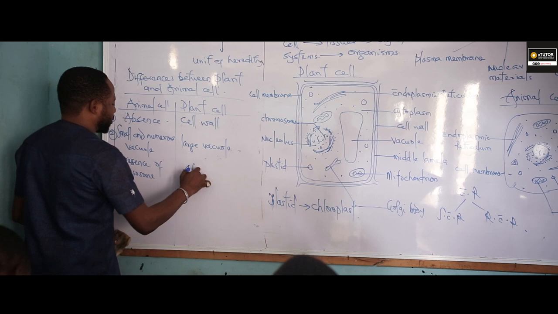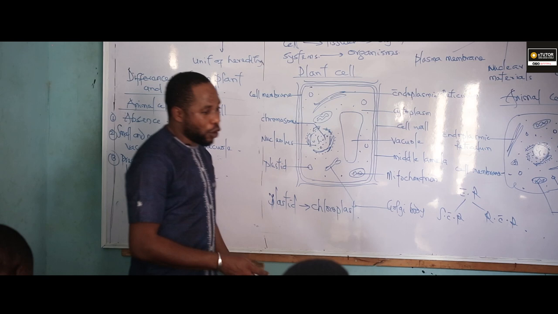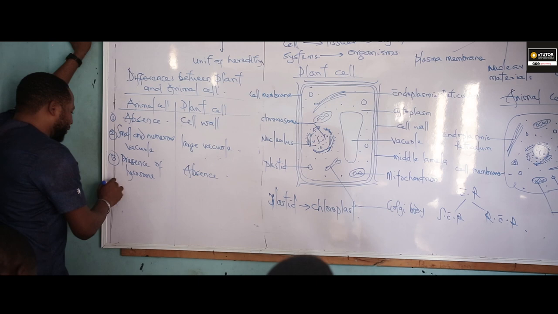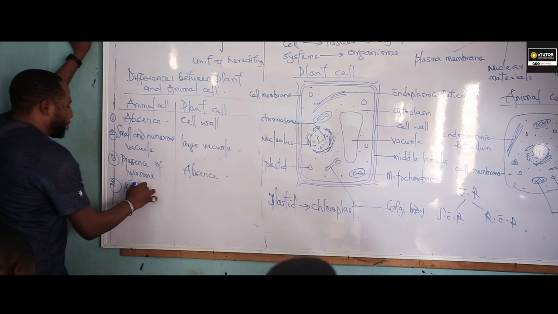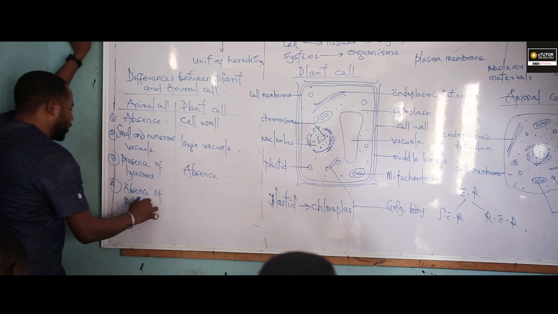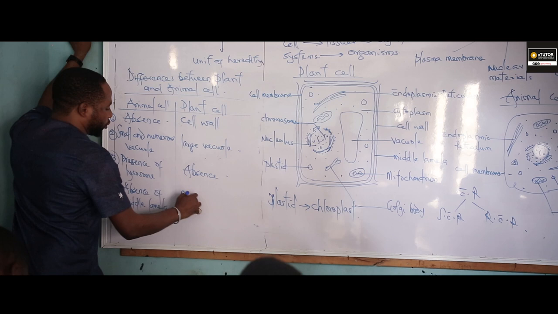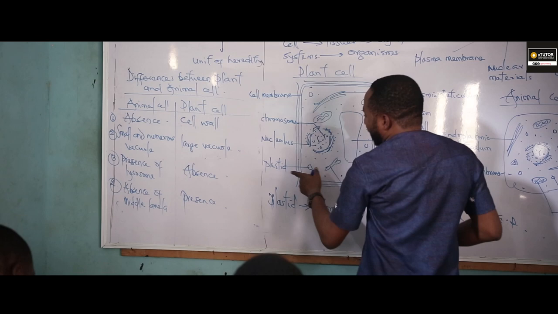Now, in animal cell, we have middle what? Lamella. We have what? Middle lamella. But it is absent in what? In animal cell. So in animal cell, we have absence of what? Middle lamella. But in plant cell, is what? Present. Is what? Present.